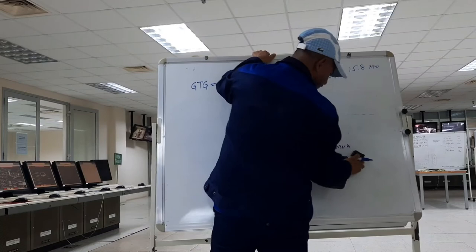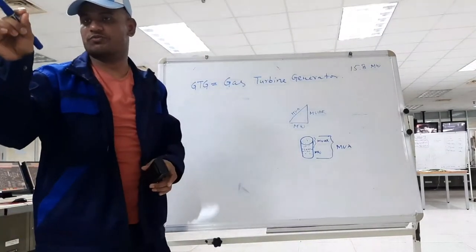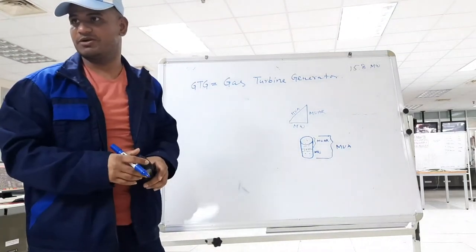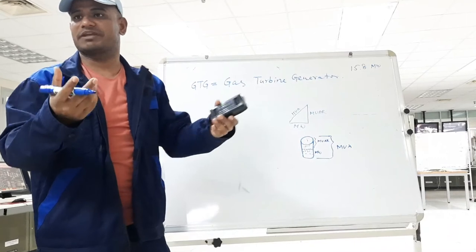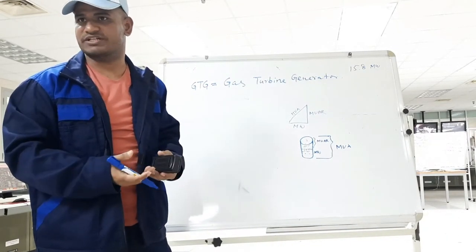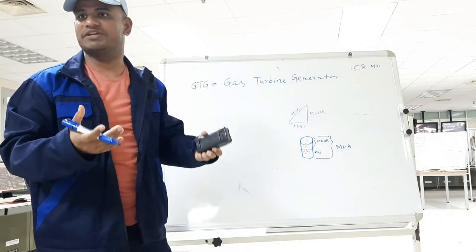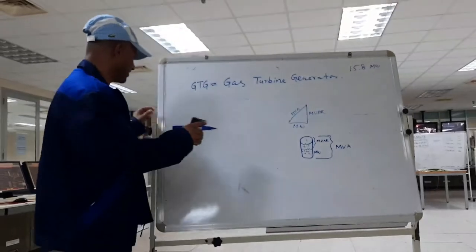And there are other short forms too. I will show you directly on this annunciator panel. Some short forms we have not identified. When an alarm comes on this GTG panel, sometimes MH comes, sometimes MCC comes. What is the meaning of MCC? MCC means motor control center. What is the meaning of PMCC? I will show you the annunciator board.